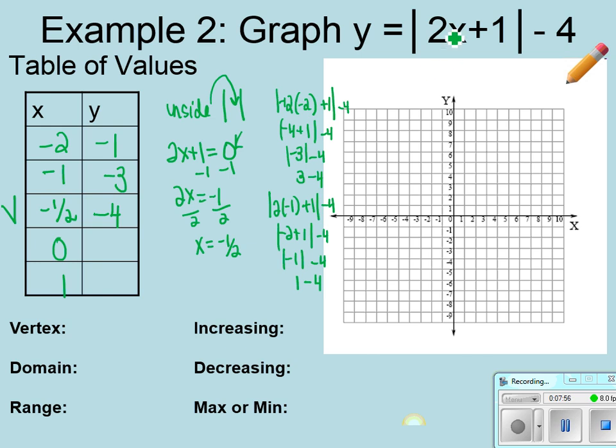Okay, now we plug in the 0. 2 times 0 is 0. 0 plus 1 is 1. The absolute value of 1 is 1. And 1 minus 4 is negative 3. Now plug a 1 in there. 1 times 2 is 2. 2 plus 1 is 3. The absolute value of 3 is 3. And 3 minus 4 is negative 1. So the vertex is negative 1/2, negative 4. Now I'm going to plot those points.